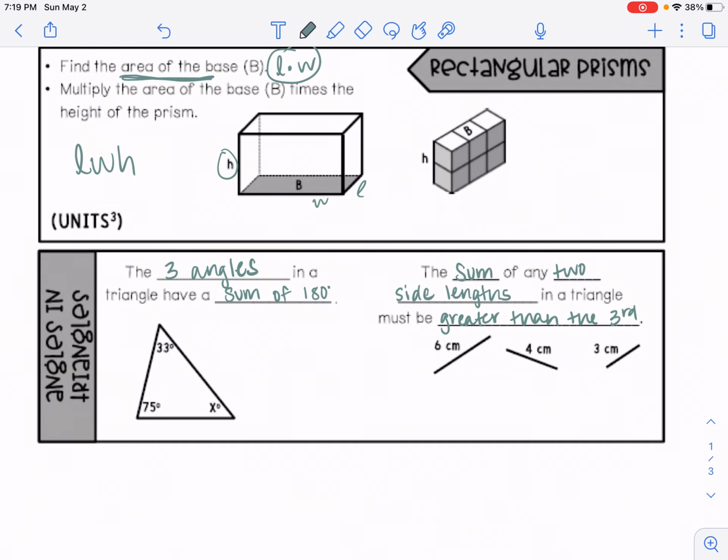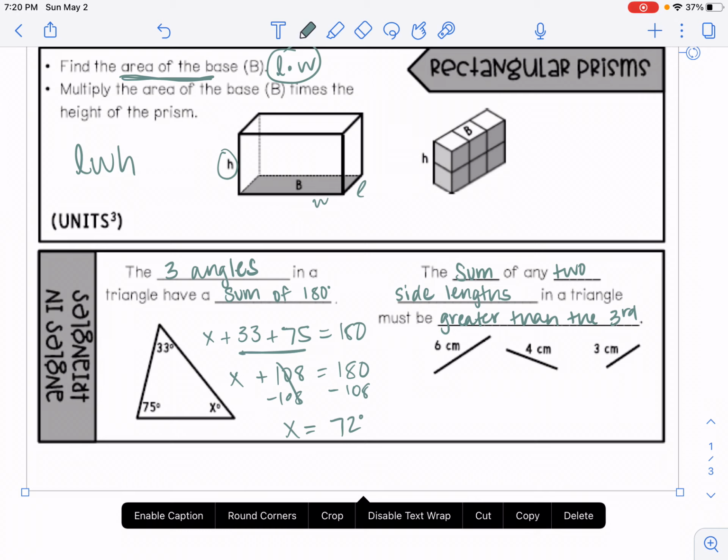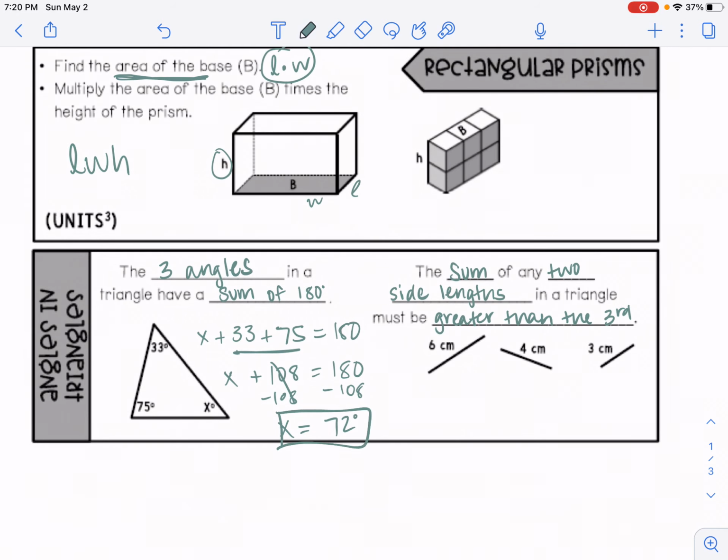Then here are some rules of triangles. The three angles in a triangle have to have a sum of 180 degrees. So for this one, I know that x plus 33 degrees, sorry for my dog making noise behind me, plus 75 degrees have to add up to 180. You can combine like terms right here. X plus 108 has to equal 180. And then you can subtract 108 from both sides. So you know that x has to be 72 degrees for it to make a triangle.